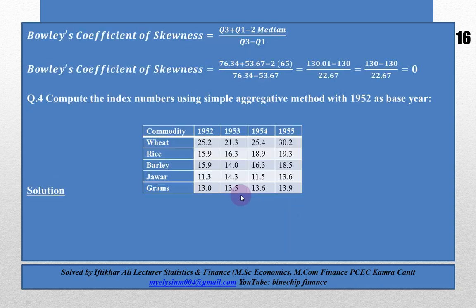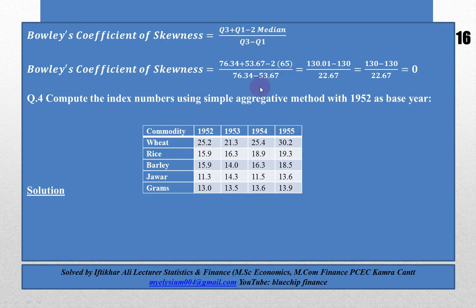So after taking these three calculations, just put these calculations into this formula, and you can see that Bowley's coefficient of skewness is 0. It means that there is no skewness in the data.